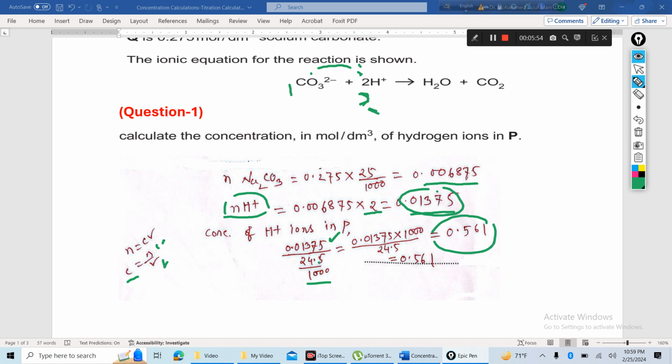0.561 mole per dm cube concentration. The unit is mole per dm cube.